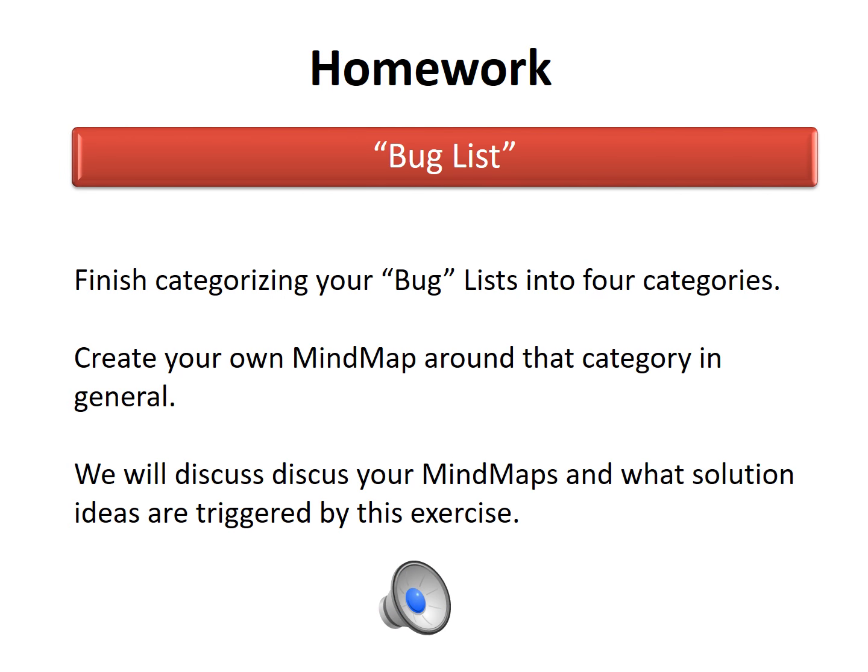The homework will be for the bug list: finish categorizing your bug list into 4 categories and create your own mind map around that category in general. Later on, we'll discuss your mind maps and what solution ideas are triggered by this exercise.